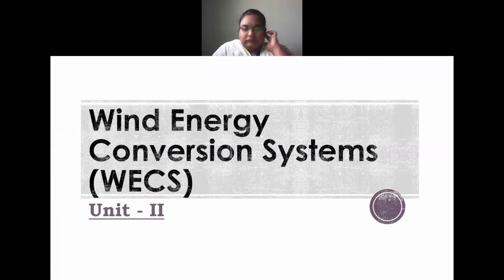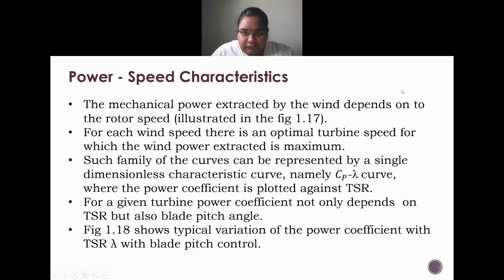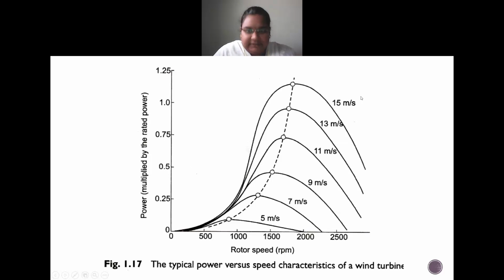So first thing which we are going to see is the power speed characteristics. What does power speed characteristics mean? This is nothing but the characteristics between the mechanical power extracted from the wind and rotor speed. If you just look at this, this is the typical power speed characteristics which we are going to analyze, and we will see what are the different parameters based on which we are drawing these graphs.